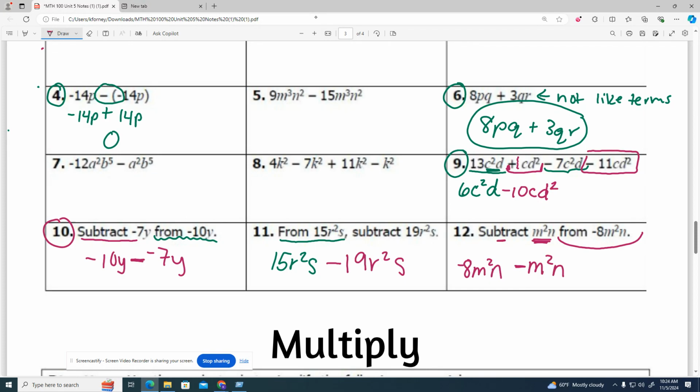Negative 10 minus negative 7 would become negative 3y. Number 11, when I combine, that would become negative 4r squared s. Number 12, that would become negative 9. And so what you would see is if you didn't write this correctly, you wouldn't get the correct answer. Because negative 7 minus 10 would have given us a negative 17. Why? So it is important, it does matter in subtraction, the order you write things.